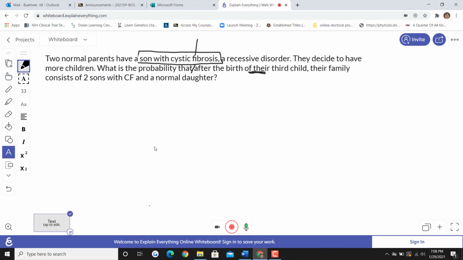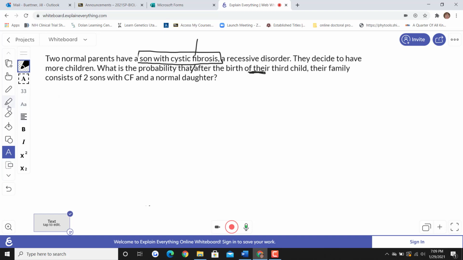Right. So now I changed it a little bit. 2 normal parents have a son with cystic fibrosis, a recessive disorder. They decide to have more children. What's the probability that after the birth of their 3rd child, their family consists of 2 sons with cystic fibrosis and a normal daughter? Now, when it says consists of, it's implying the birth order can be any birth order. Because they've already told you that the first son has cystic fibrosis, that makes your life a little bit easier.